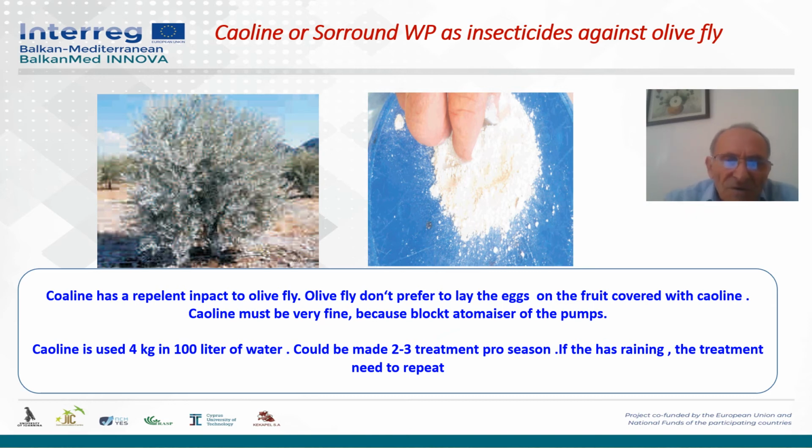This method is ecological, but in practice we have seen some difficulty because it blocks the pumps, and it needs a big quantity of water in the hills and the slopes. It's a little bit difficult to implement, but nevertheless it exists as an alternative. In organic agriculture, this kind is allowed to use.